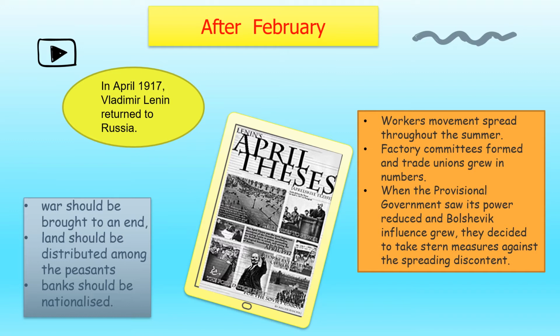Many members of the Bolshevik Party did not agree with Lenin's viewpoint. They thought that the time was not ripe for a socialist revolution and that they should support the provisional government. But slowly, this opinion changed. Trade unions grew in numbers. Soldiers' committees were formed in the army. Slowly, the provisional government started losing control and the Bolsheviks started gaining control. This made the provisional rulers very unhappy and they decided to take stern measures.